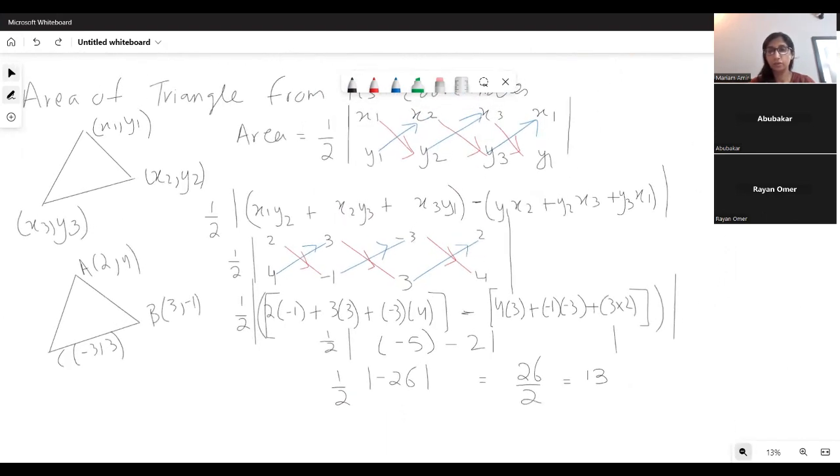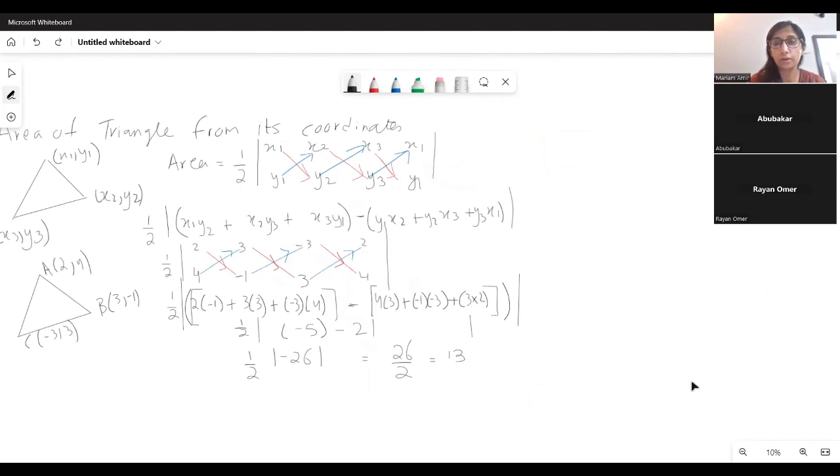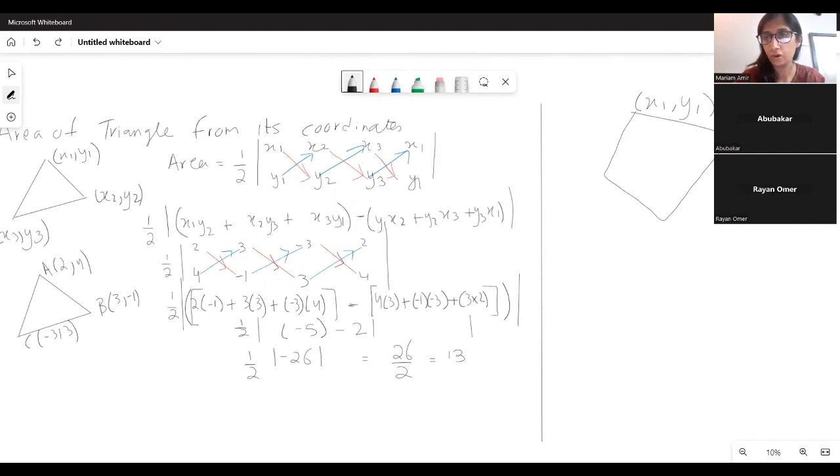Acha, similarly, you can use a similar formula to find area of a quadrilateral, given you have all four coordinates of the quadrilateral. Now, this can be any quadrilateral. Square हो गया, rectangle हो गया, trapezium हो गया, rhombus हो गया, kite हो गया. As long as it's a quadrilateral and you have the coordinates of the four vertices, you can find its area.